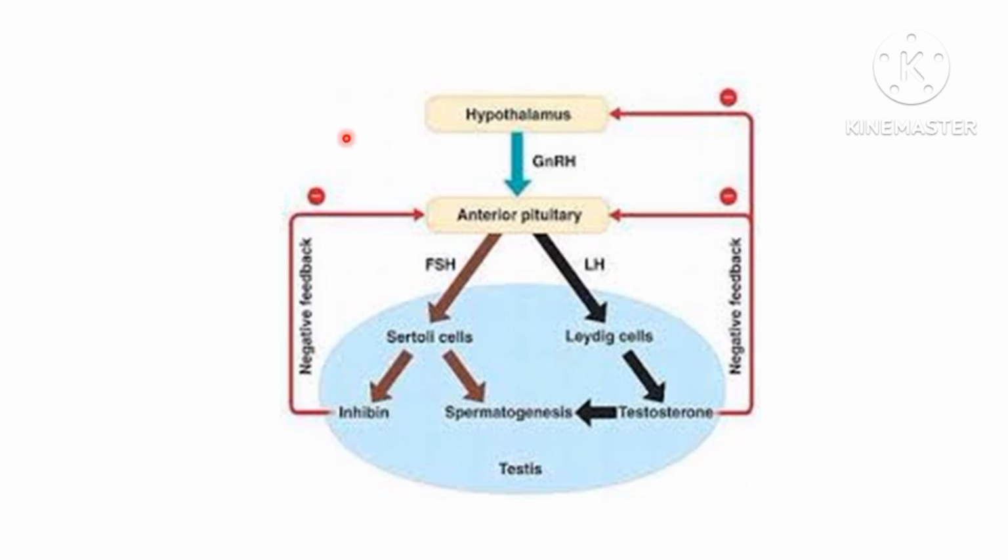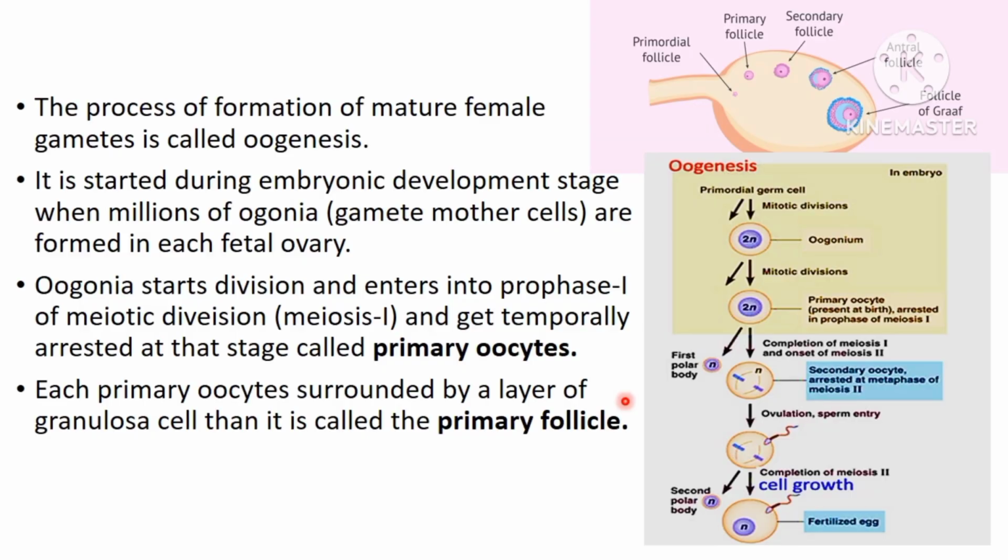Now let's start oogenesis. Oogenesis is the process of formation of mature female gametes. It starts during embryonic development. It takes place in ovaries. Unlike spermatogenesis, this process begins before birth and pauses at different stages. It follows steps like oogonium forming primary oocytes, then a secondary oocyte and first polar body, and finally forming an ovum and second polar body.